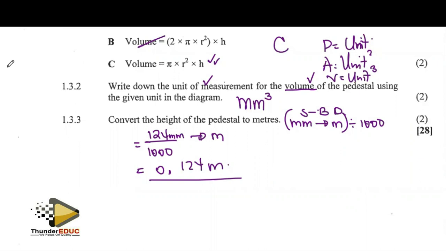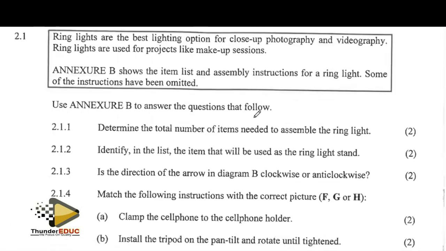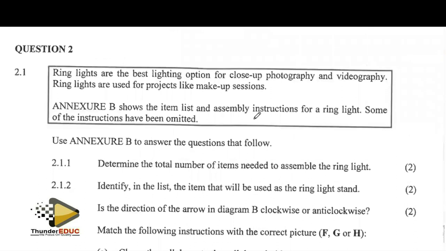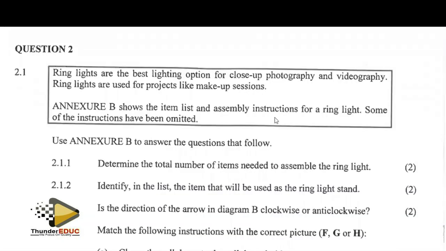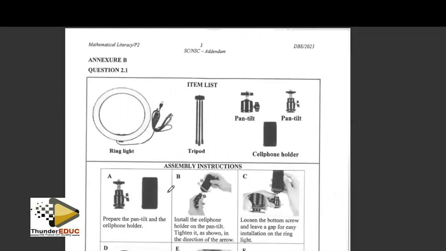All right. We look at question number two. We are also looking at our next chapter. Question number 2.1, they tell us to look at Annexure B. Let's go there and you see how it looks like. This is the annexure.